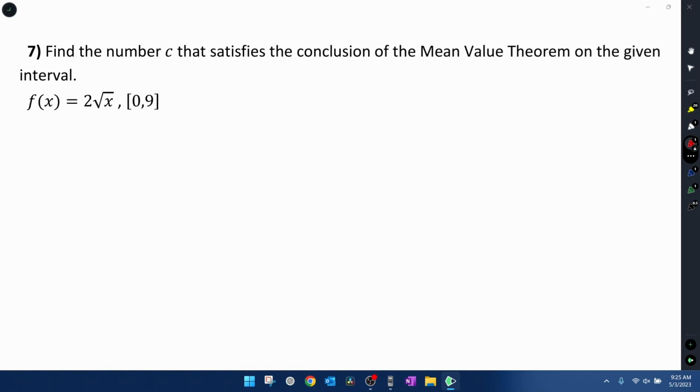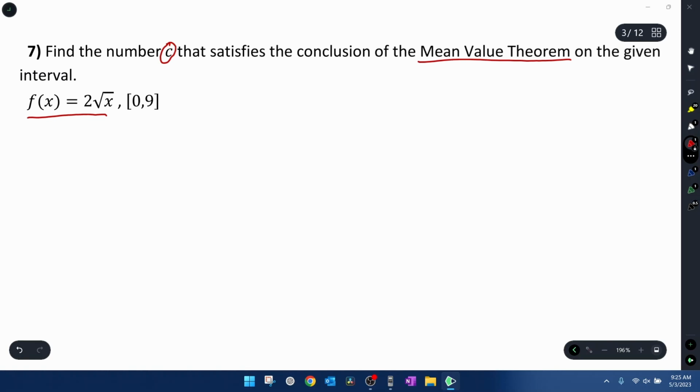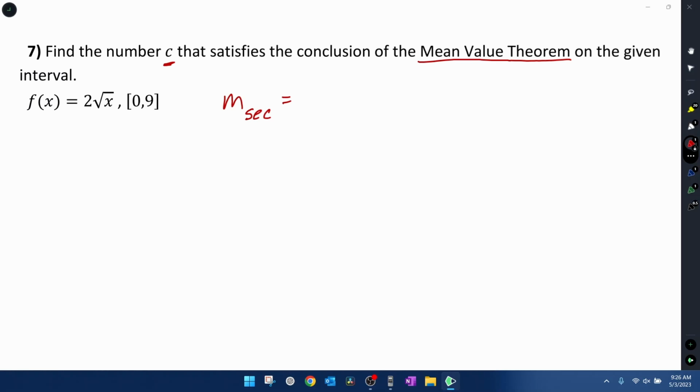Next, number 7, find the number c that satisfies the conclusion of the mean value theorem on the given interval. So here we have the function f of x equals 2 square root of x on the interval from 0 to 9. And what the mean value theorem says is that somewhere along your function on a given interval, there will be a point called c where the slope of the tangent at c is the same as the slope of the secant containing the endpoints of your interval. So the first thing we need to do here is find the slope of the secant. And then we will simply find the value c that gives us the slope of the tangent to be the same value.